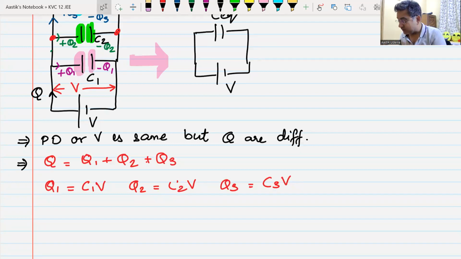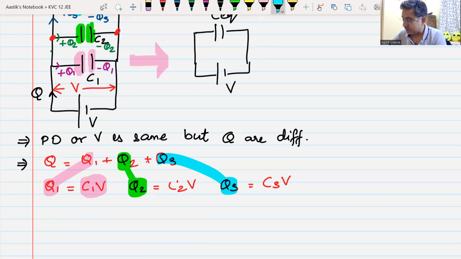Okay, so how do you get this value? You just do what I have been doing. Put the charges here, here, and here. But remember, this total charge will also be equal to C equivalent multiplied by V. Yes or no? Yes, sir. You put all of these together and you will end up with your end result.